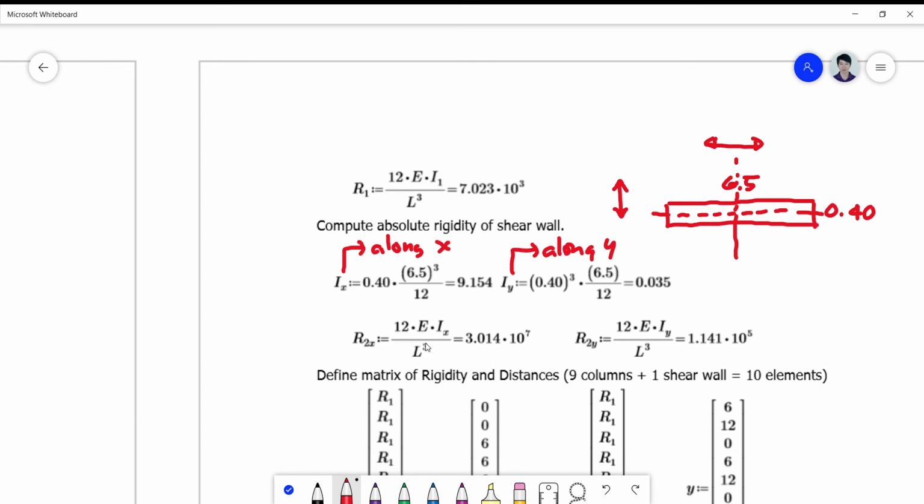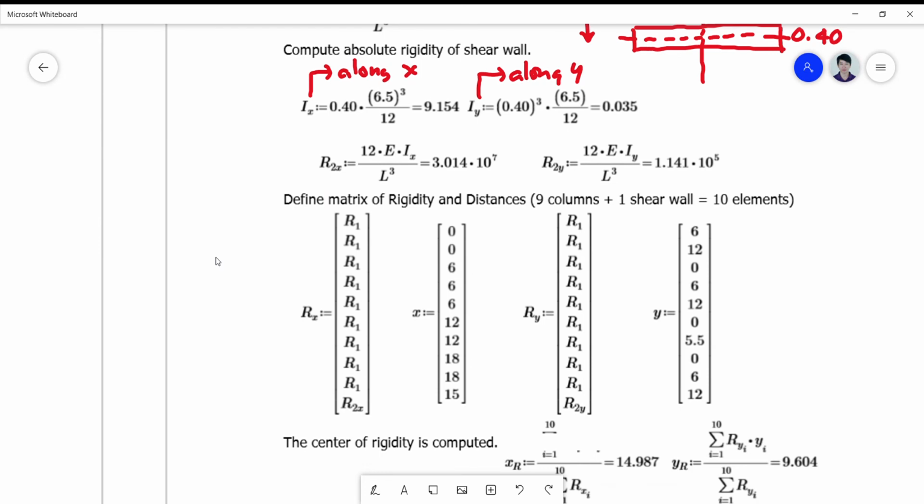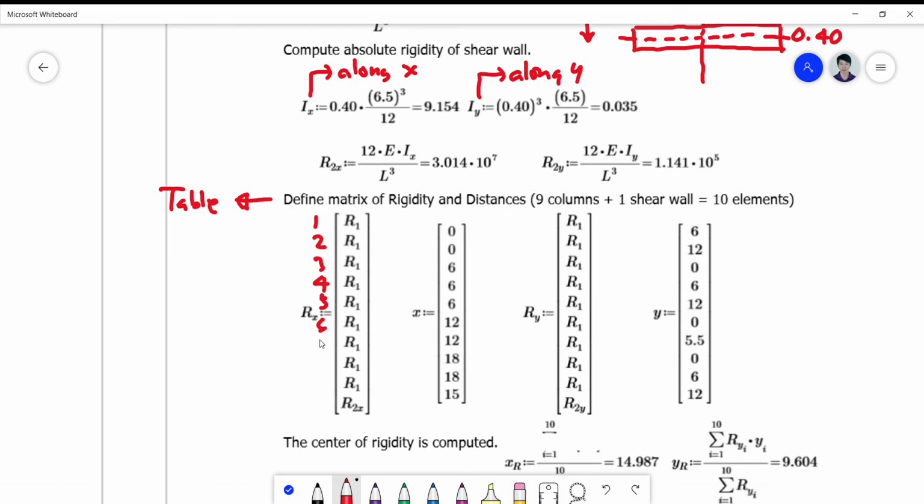Such that your R2x and R2y now for your shear wall is simply 12EIx over L cubed and 12EIy over L cubed. Okay, so we can now define the matrix of rigidity and distances, or you can use a table in case you don't want to use a matrix analysis here. So this is now a table that you can make use of, or a vector or a matrix. So these are the R1s. This is for column 1, column 2, column 3, column 4, column 5, column 6, column 7, column 8, column 9, and then the shear wall.